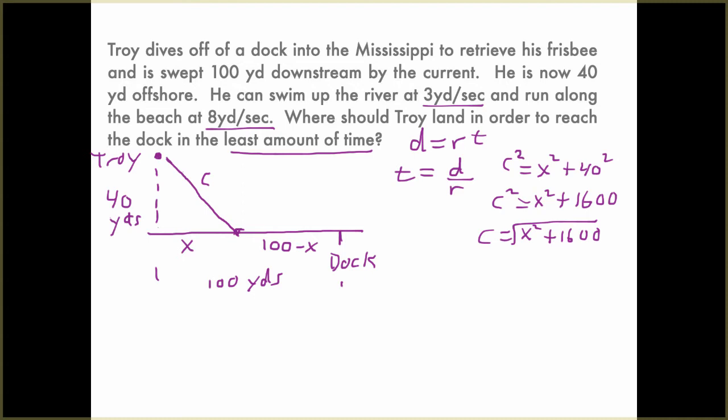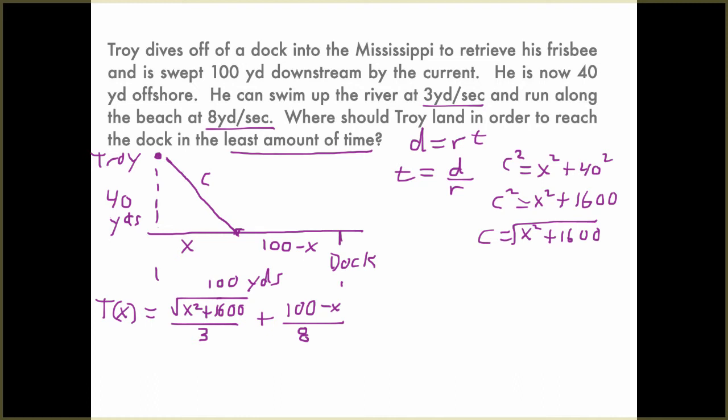So to do these, we have to take our distance. For our time, we take our distance divided by our rate. So our t function, t of x, is our distance in the water, which is square root of x squared plus 1600. We're going to divide that by our rate, and our rate is 3 yards a second. Plus our distance on the land, 100 minus x, over our rate on the land, which is 8.